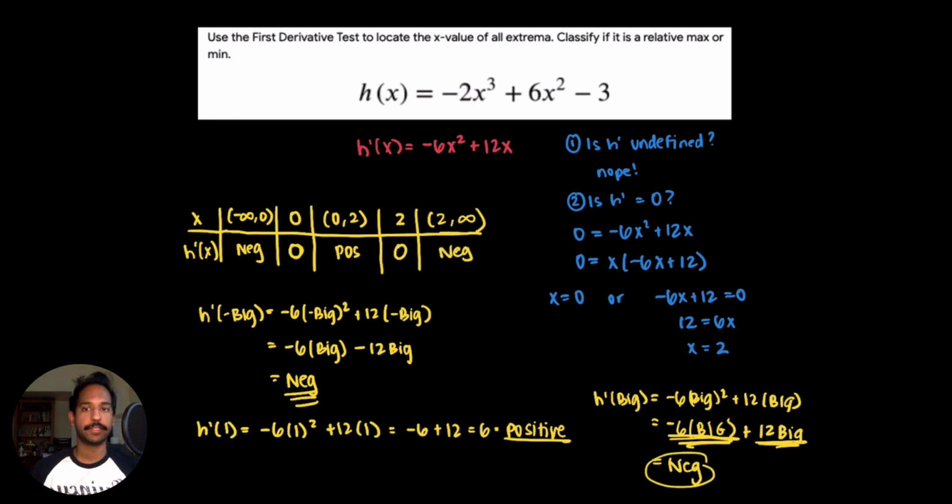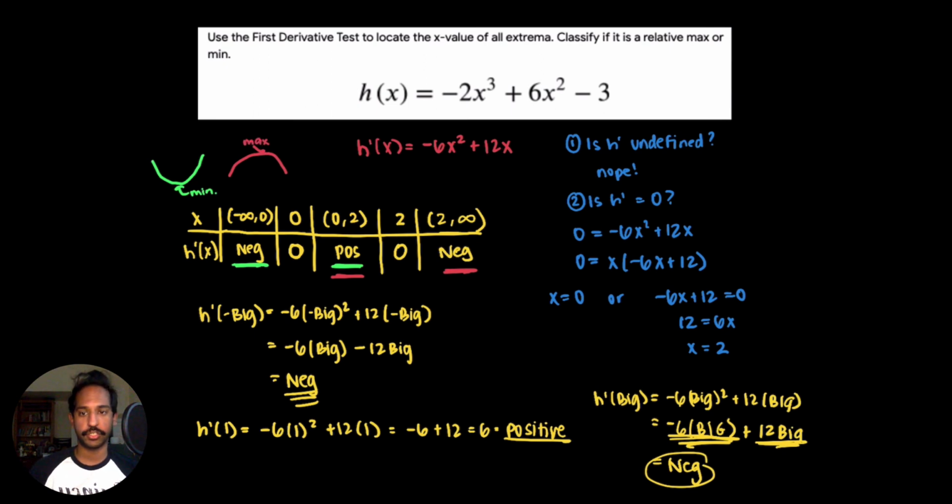So what does that tell us? At 0, we see that the derivative goes, and I'll do this in green, from negative to positive. And so, since f prime goes from negative to positive, we're looking at something like this. Negative to positive, that means we have a minimum. And then, I'll do this in red. For 2, since we go from positive to negative, that means we have a maximum.